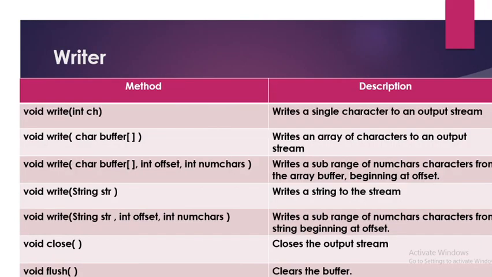Next, these are now the Writer class methods. So we are able to write characters into our stream. Let us see what different write methods are available. There are a total of 5 overloads of the write method. We will see them one by one. Void write(int ch).